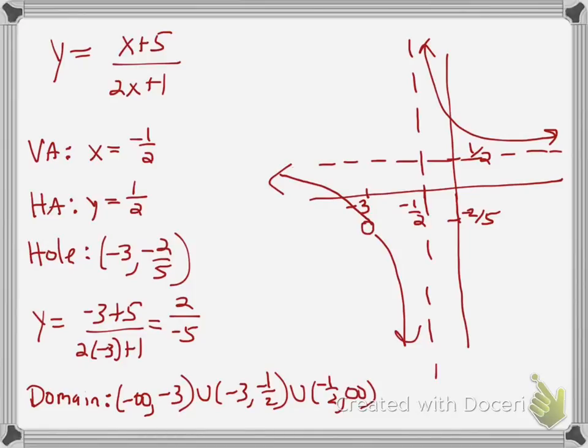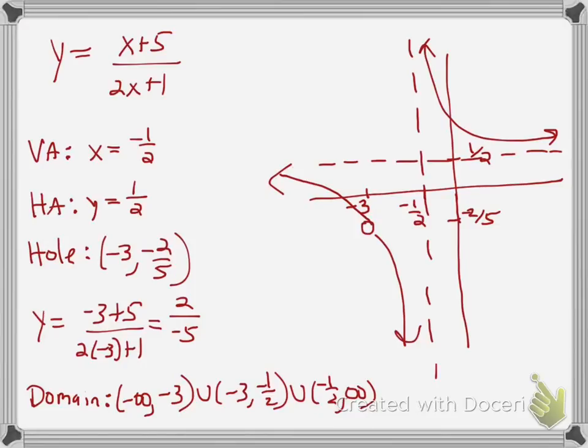So you can see that we're excluding two values on x, negative 1/2 and negative 3. So we're going to have to start working from left to right, negative infinity up to the hole, negative 3, between the hole and my vertical asymptote, which is negative 3 to negative 1/2, and then everything to the right of my vertical asymptote, which is negative 1/2 to positive infinity.